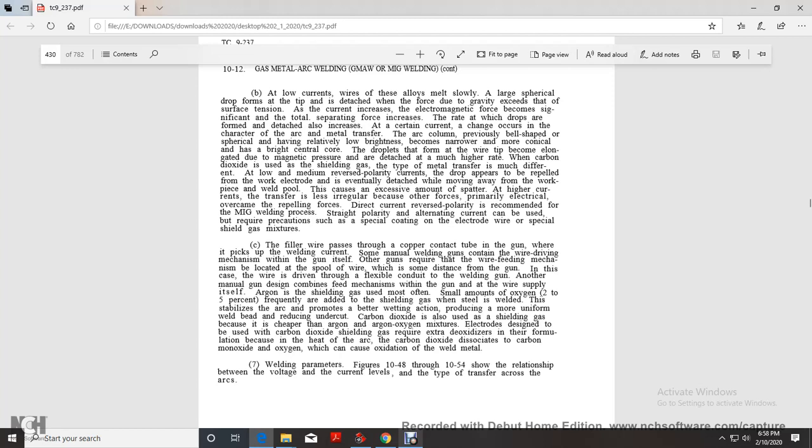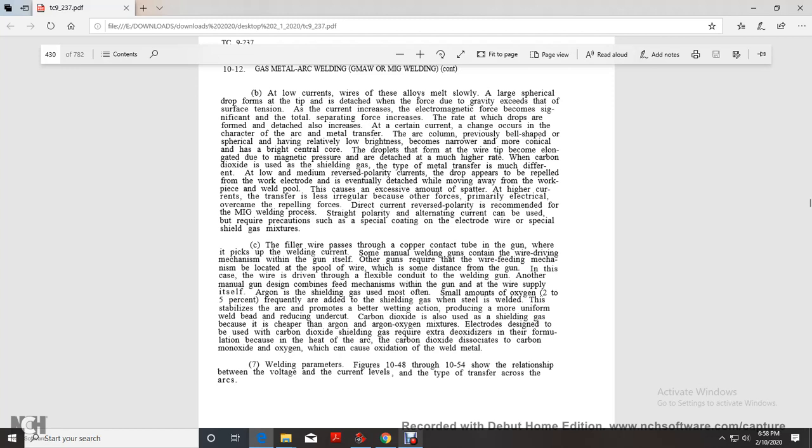When carbon dioxide is used as a shielding gas, the type of the metal transfer is much different. At low, medium, and reverse polarity, the drop appears to be repelled from the work electrode and eventually detaches, moving away from the work piece and the welded pool. This causes an excessive amount of spatter. At high current, the transfer becomes less irregular because the electrical force overcomes the repelling forces.